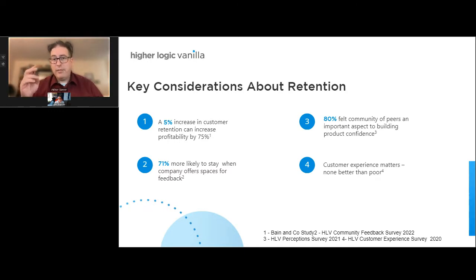And the other thing that we found, which was really interesting, is that creating a community of peers was an important aspect of building product confidence. Having confidence in the product and feeling good about your purchase is a way that you retain people. If they feel that the purchase was a good idea, they're confident in it and they're getting quick time to value, then people are less likely to churn than if they're just thrown into the pool and told, hey, good luck, try to figure it out.